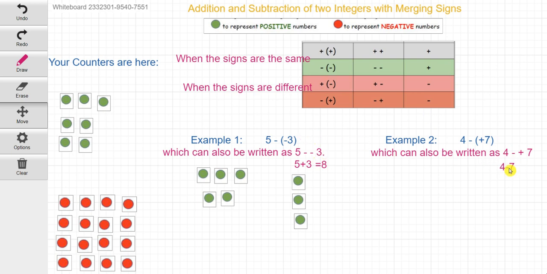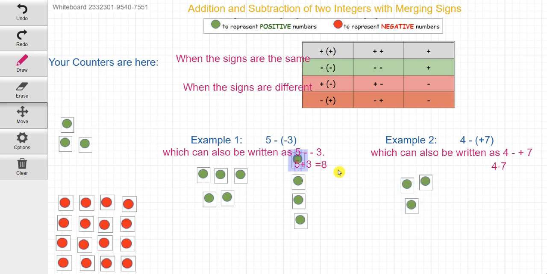This is what we are going to be thinking of as we represent it using our counters. So now we have positive 4 minus 7, so it's easier for us to represent using our counters. That means we're going to need 4 green counters to represent positive 4. That's 1, 2, 3, and one more. Make it 4.